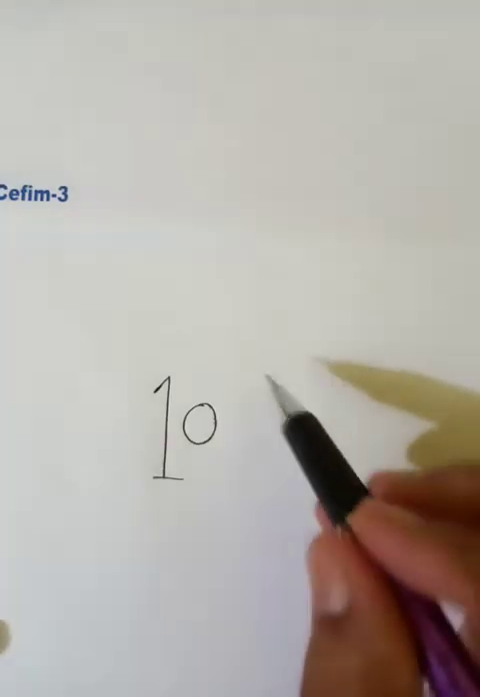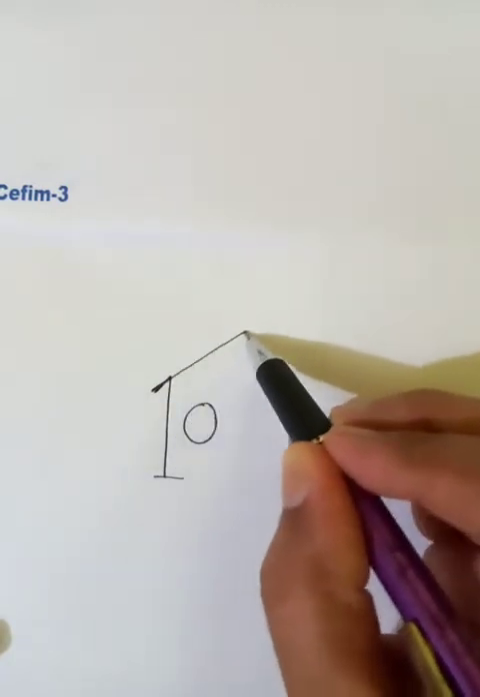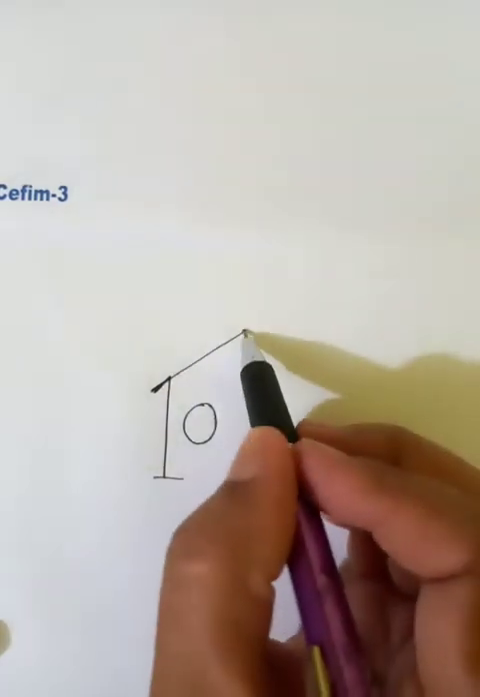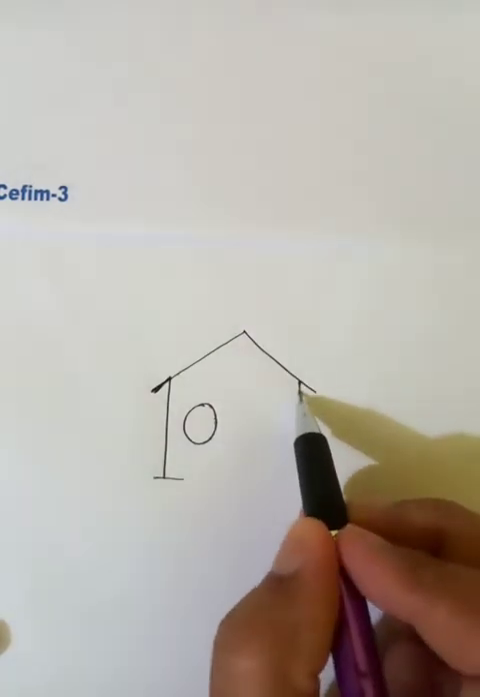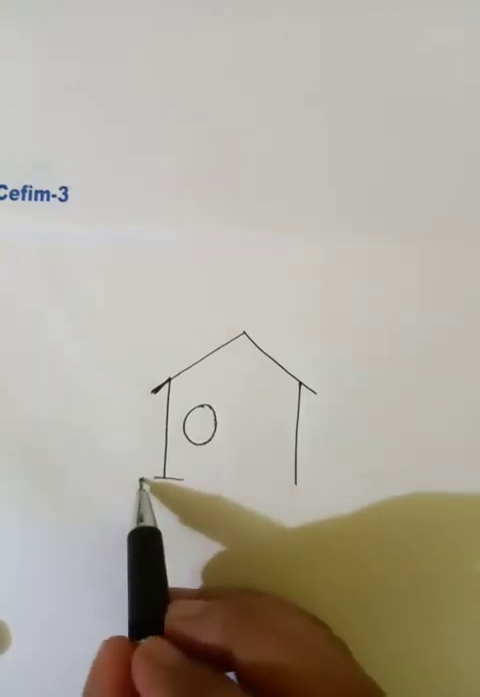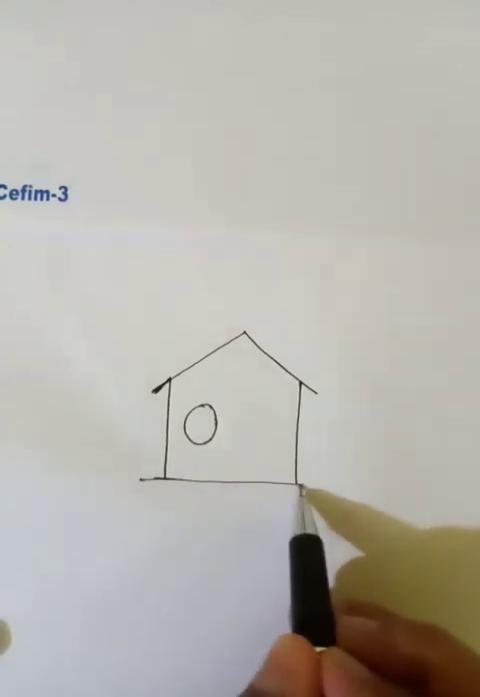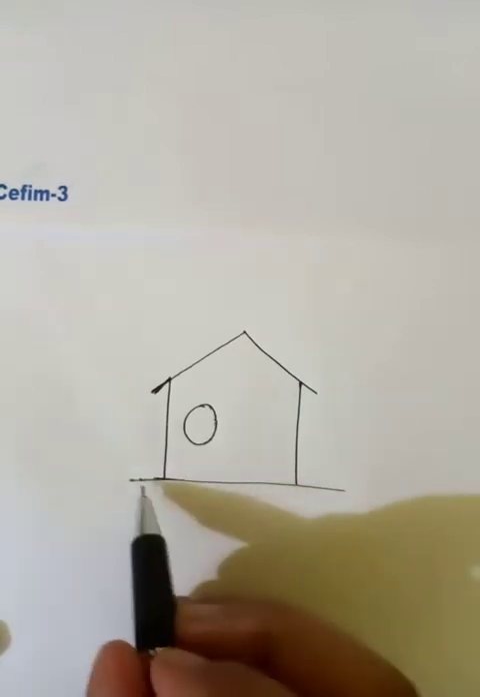Beginning from number 10, we can extend the line like this. Another line will be like this. And we extend a vertical line on this side and connect these two vertical lines with a long horizontal line along this.